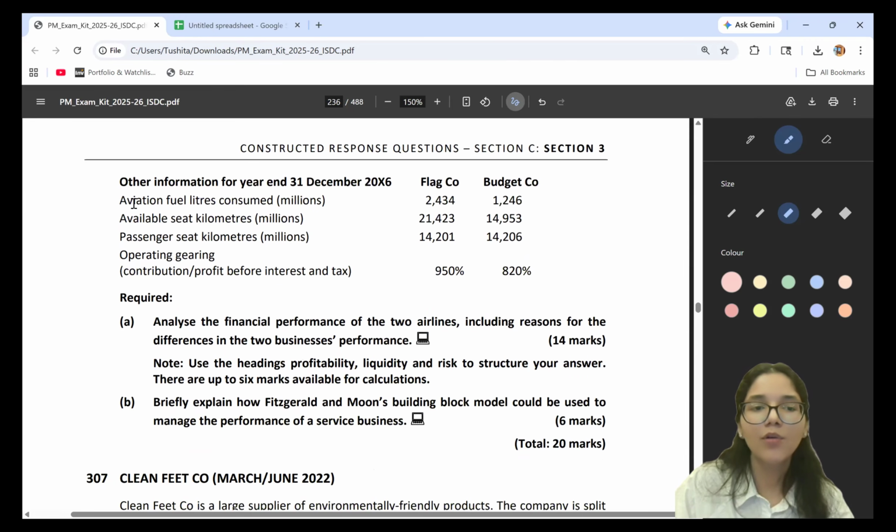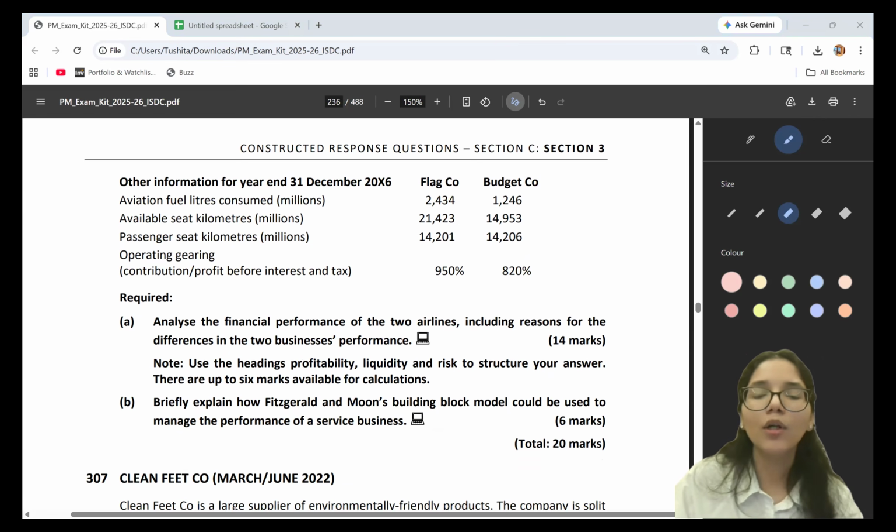Further, we have other information also that's available. Other information includes the aviation fuel liters that have been consumed, available seat kilometers, passenger seat kilometers, and then the operating gearing of the company has also been provided. And how do we calculate the operating gearing? We basically see how much are the fixed expenses that the company is bearing. So out of the total expenses of a company, how many are fixed, how many are variable?